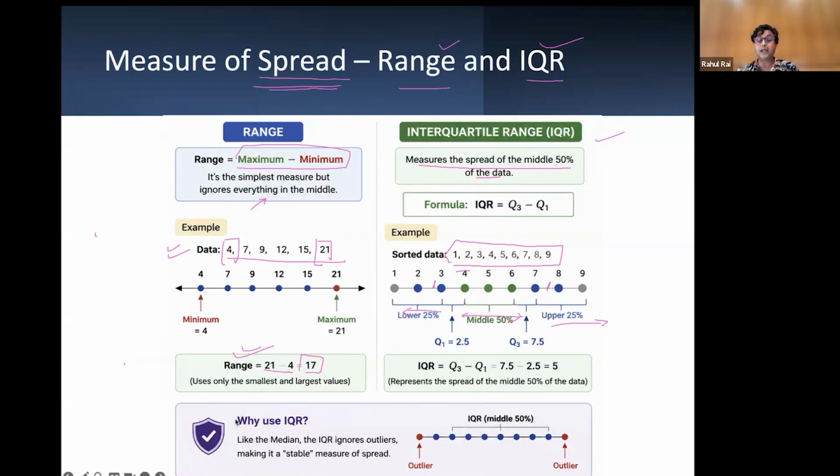And why do we want to use IQR? Like the median, the IQR also ignores the outliers. Typically, the outliers might be on the left-hand side or the right-hand side. So if you just focus on the middle 50% of the data and compute metrics on that, that will give you more reliable measures than those which take the whole data into account. So this is the second measure which is typically used, known as IQR or interquartile range.